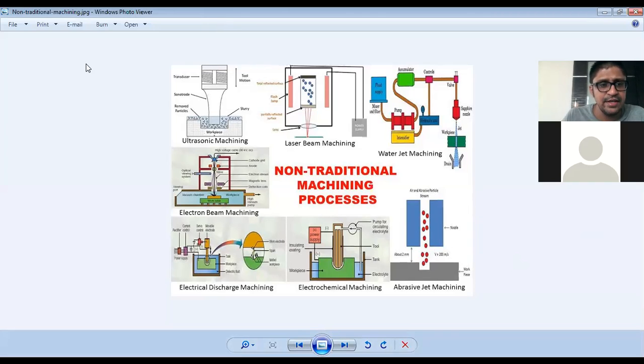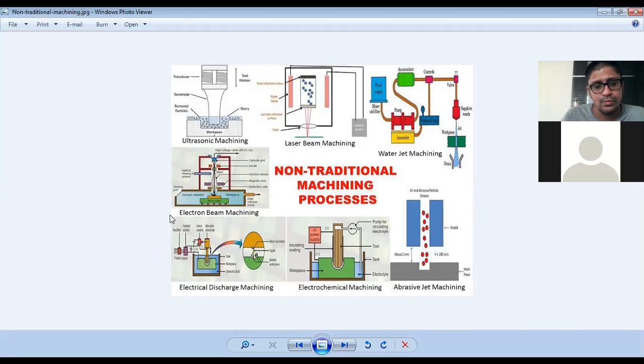So here you can see this is a main family of non-traditional machining. If you see at the left hand side top corner, that is ultrasonic machining, right? Then laser beam, water jet, abrasive jet, electrochemical, EDM, electro discharge or electrical discharge, and EBM, electron beam machining.